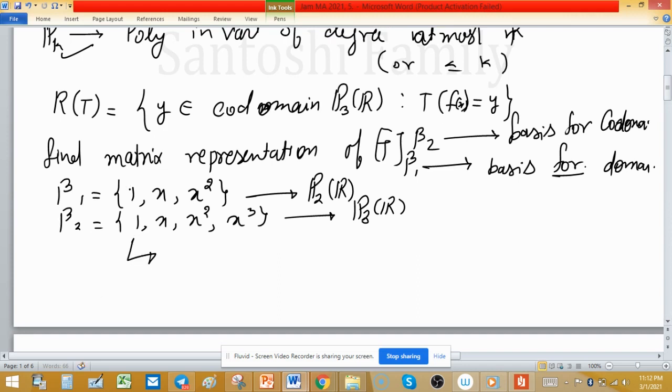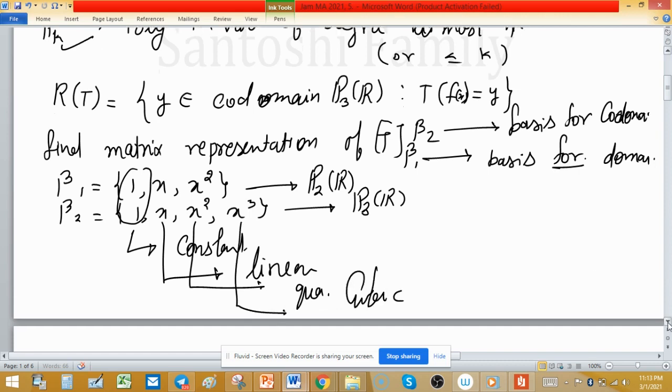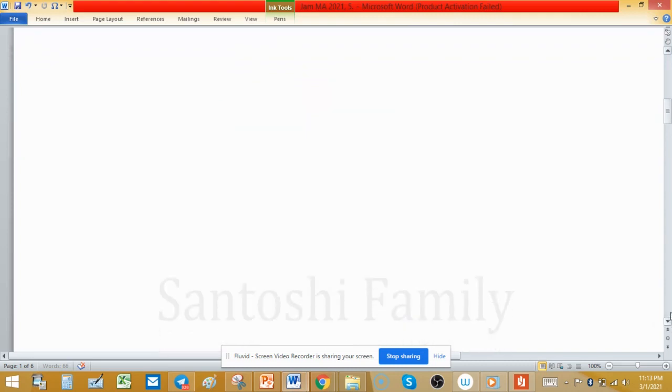In either beta 1 or beta 2, 1 helps generate the constant term, x generates linear polynomials, x square helps you generate quadratic polynomials, and x cube helps generate cubic polynomials. So these are some basic information given to us either directly or indirectly. This is pre-information. As beta 1 is 1, x, x square, now find all these images.